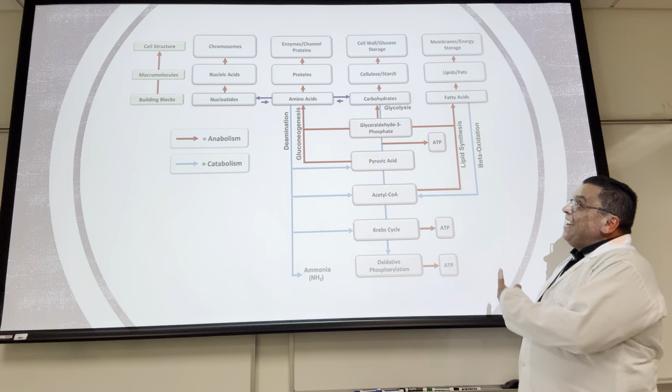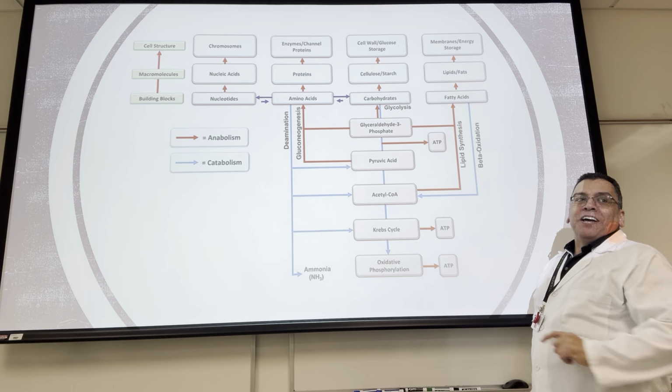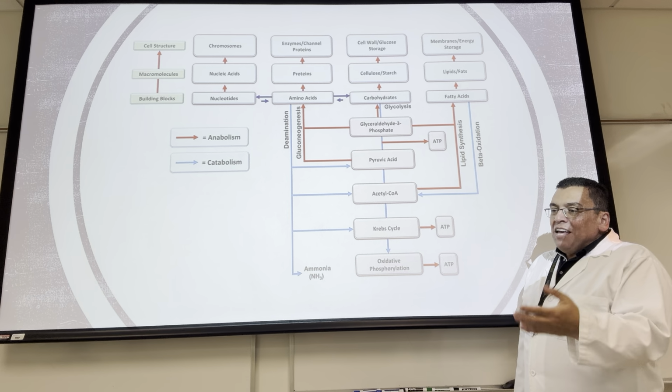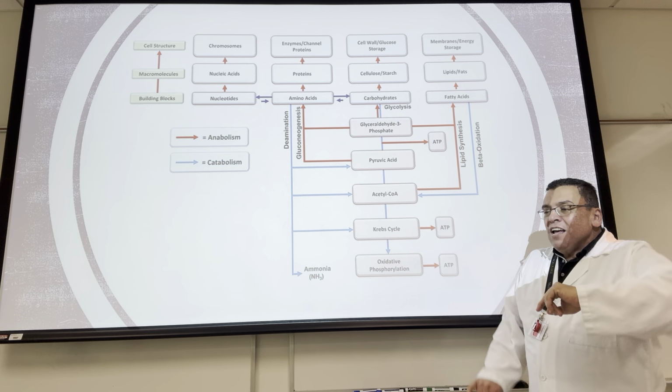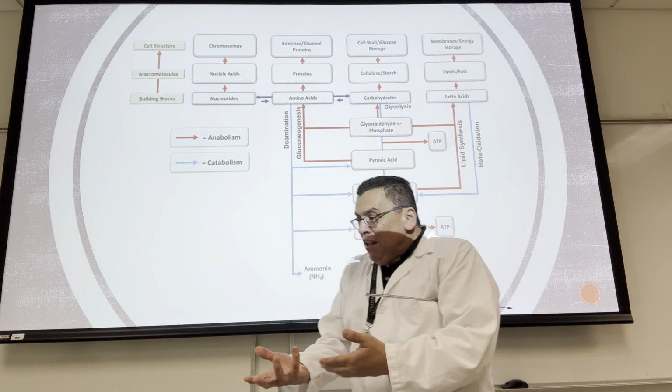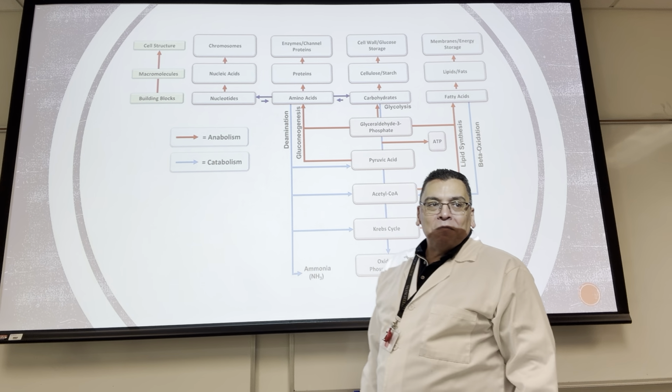Because once it goes there, it's very difficult to go the other way. So that's why they tell you, stop eating sugar. Don't eat too much sugar. You're going to get fat. And a lot of people go, what? Sugar? Fat? How does sugar turn into fat? There it is. Through amphibolism.